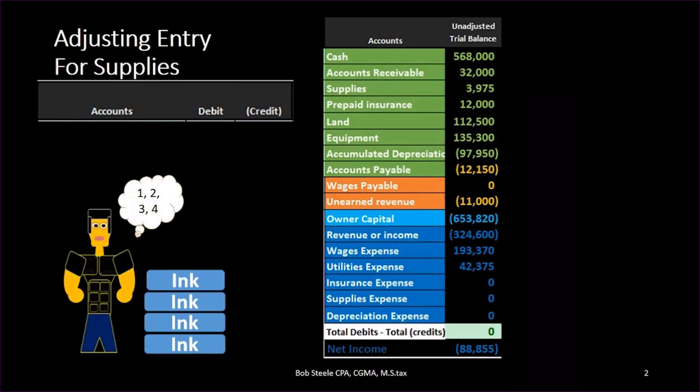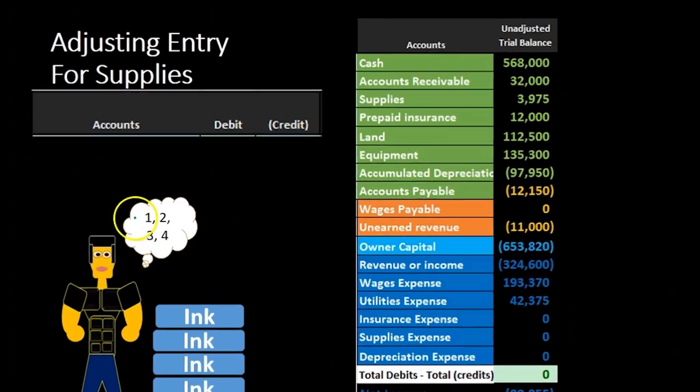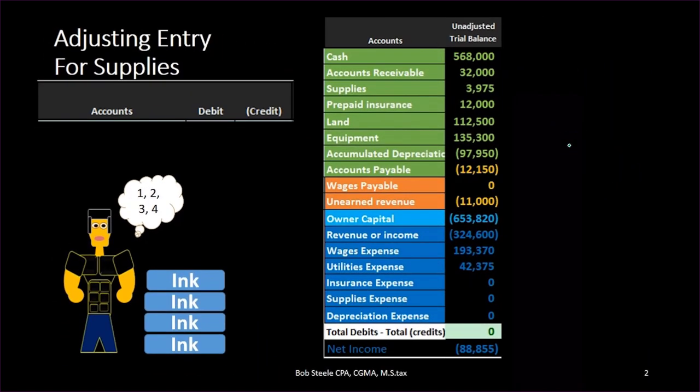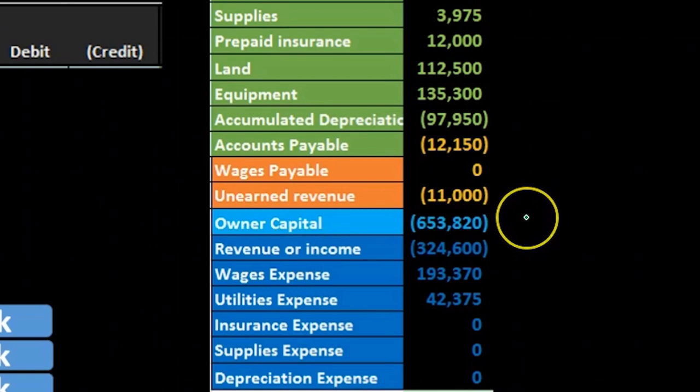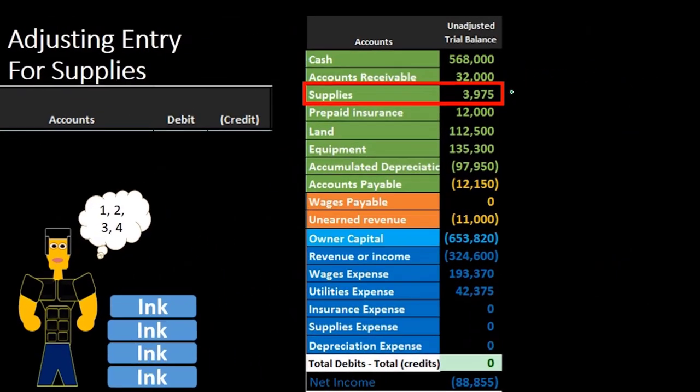For example, the adjusting entries will all be at the end of the time period, the end of the month, or the end of the year. And if we take a look at the supplies account, we also know that typical adjusting entries will always have an account in the balance sheet section. In terms of the trial balance, that's going to be somewhere up above the owner's capital account. So if we look for an account on the trial balance related to supplies on the balance sheet, we could say, how about supplies?